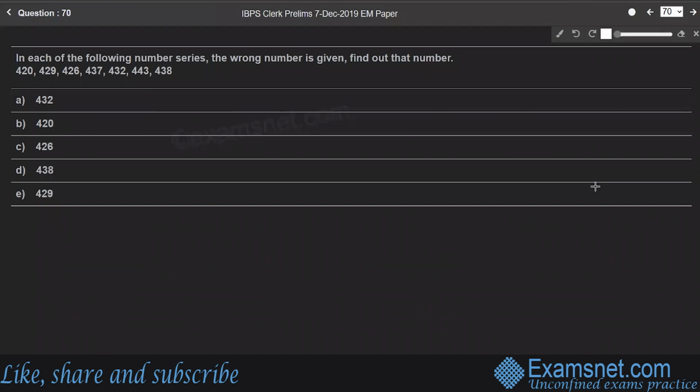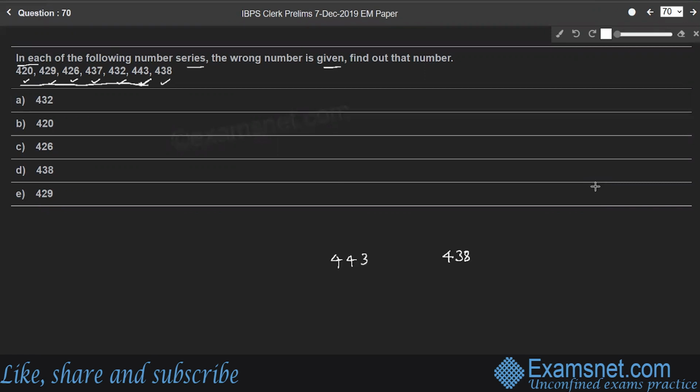Question 70. In each of the following number series, the wrong number is given. Find out that number. So in the given series, we have to find out the wrong number. Here the first number is 420. Next is 429, 426, 437, 432, 443 and 438. So let us start from the last number, which is 438. Look at the last but one number, which is 443.